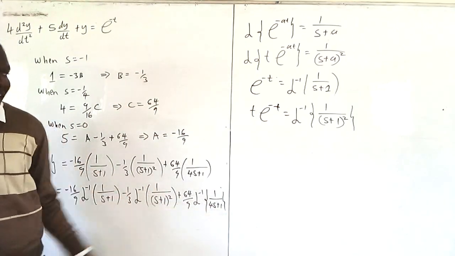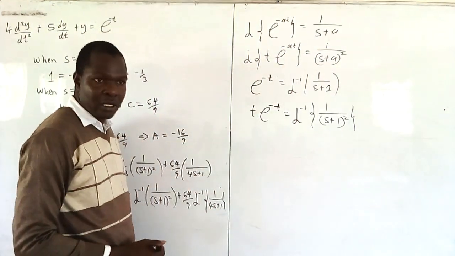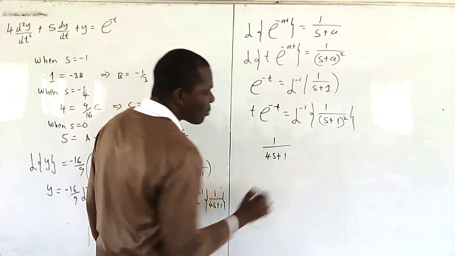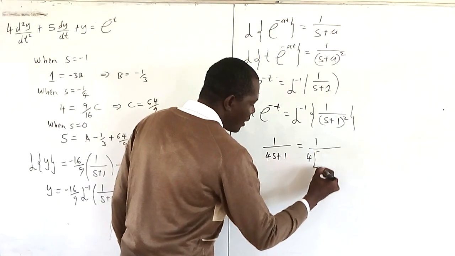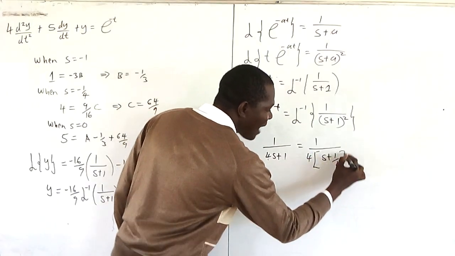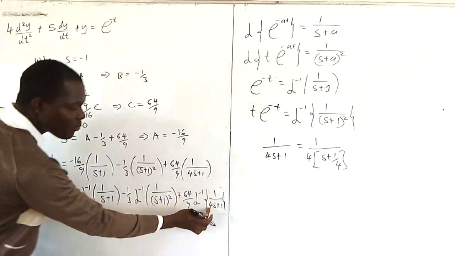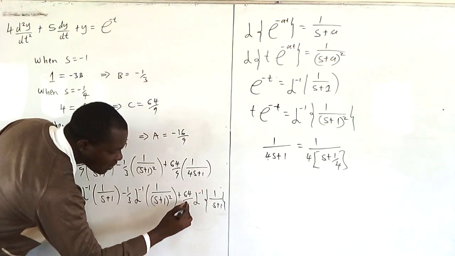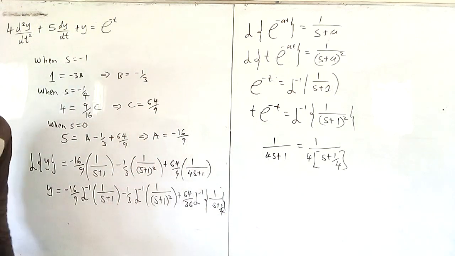Then this last part, look at it. It is just the same as that. If you have 1 over 4s plus 1, you remove 4 outside. So that is 1 over 4 times s plus 1 over 4. We are going to factorize 4 outside. So 4 times 9 is going to be what? 36. Then you remain with s plus 1 over 4.